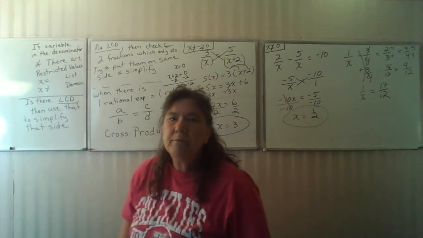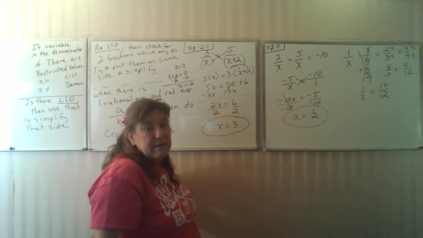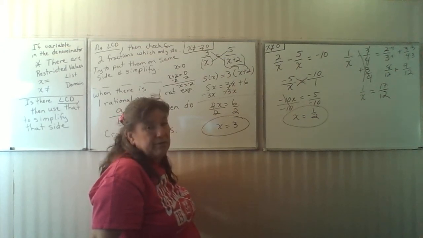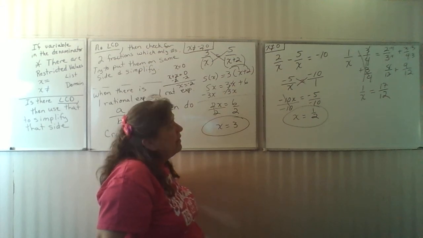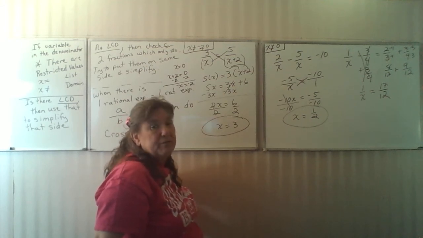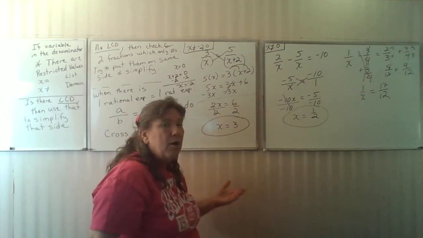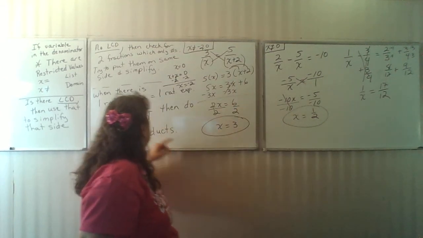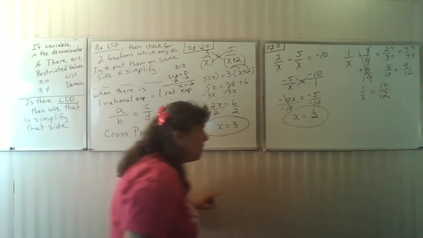You see that? 1 over x, because 1 over x minus 0 or plus 0 is simply 1 over x, and is equal to 17 over 12 because I added those two fractions when I moved it from one side to the other. Now I have an A over B equals a C over D. So now I can use my cross products.